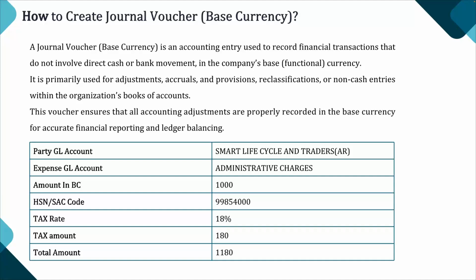Let us see in this video how to create a journal voucher for base currency. A journal voucher is an accounting entry used to record financial transactions that do not involve direct cash or bank movement in the company's base currency. It is primarily used for adjustments, accruals, provisions, reclassifications, or non-cash entries within the organization's books of accounts.